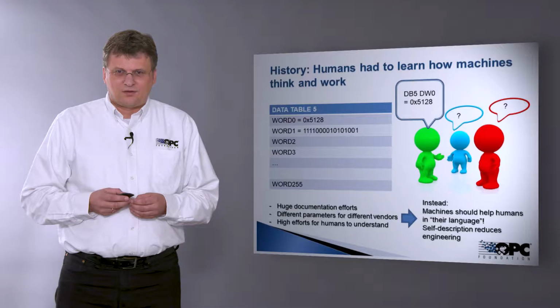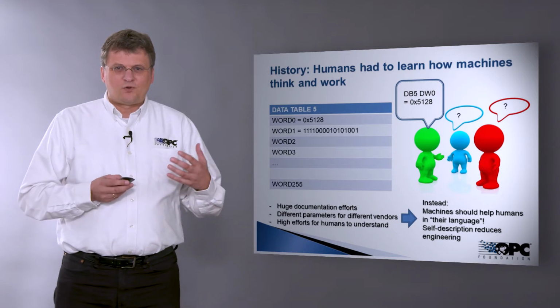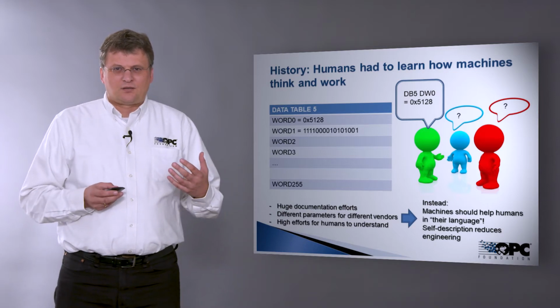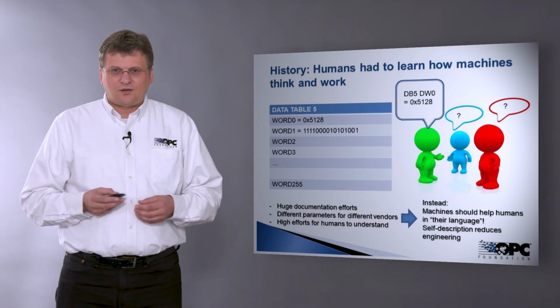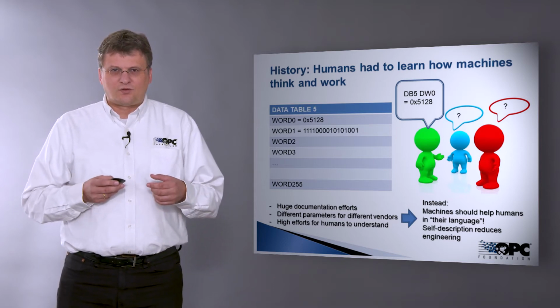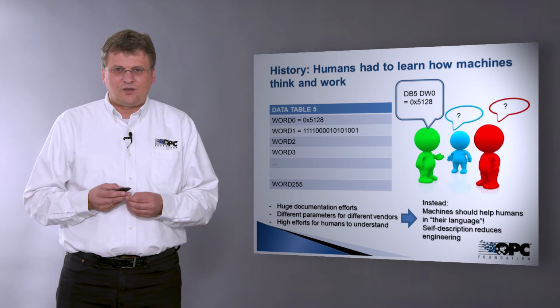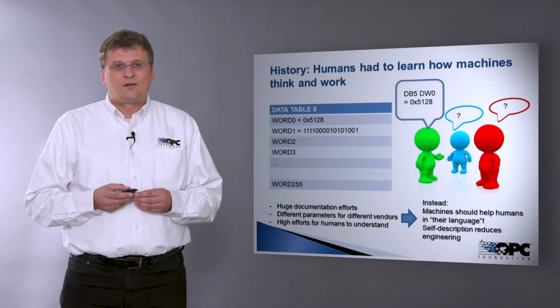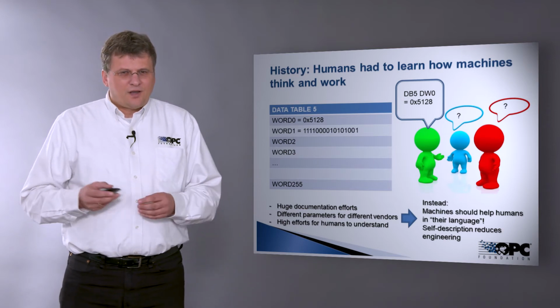Let's see how in history humans communicated and interacted with machines. We humans learned how machines were working, and each machine provided different interfaces, different data, so it was a huge effort to look at all the documentation, different for each vendor. There were really high efforts for humans.